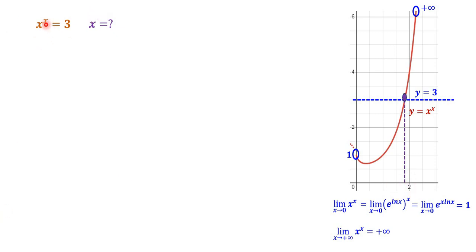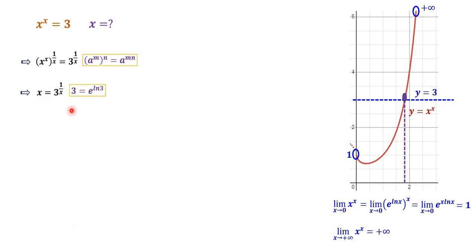Let's go back to the original equation, and we take the power of 1 over x on both sides. Then we have x to the power of x, then to the power of 1 over x, is equal to 3 to the power of 1 over x. Then we apply the rule a to the power of m, then to the power of n, is equal to a to the power of m times n. So x times 1 over x, and we get something good, that is x. So we have x is equal to 3 to the power of 1 over x.